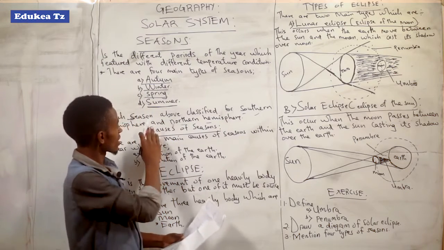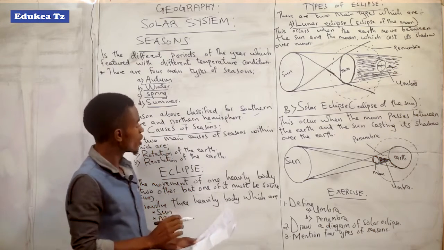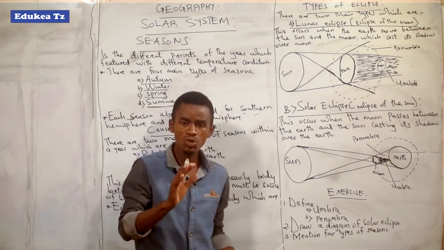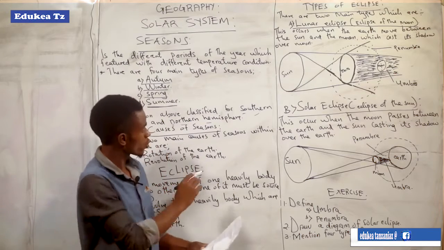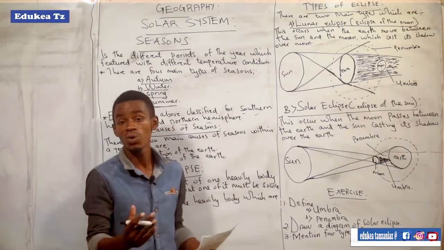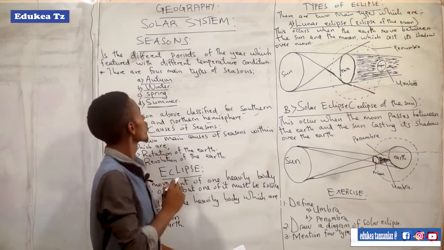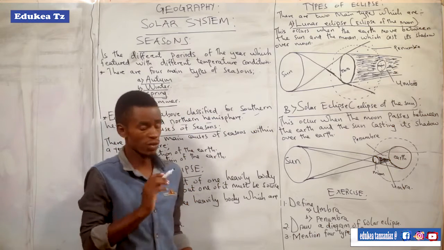Let's understand to make the difference between southern and northern. Summer in the northern hemisphere, I told you, is in May, June and July. But when we come to the southern, summer takes place in November and December. So there is a difference between those two types of hemisphere, the southern hemisphere and the northern hemisphere.